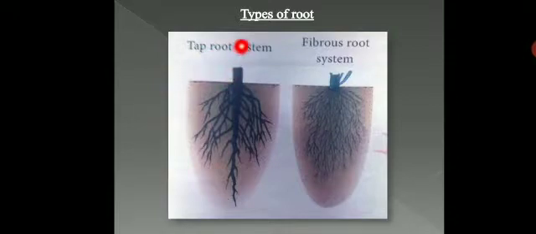Here the taproot contains a primary root, secondary root and tertiary roots. What is primary root, what is secondary root and what is tertiary root? The primary root grows continuously and develops the main root system. Primary means first. The root that first forms the main root system is called the primary root.